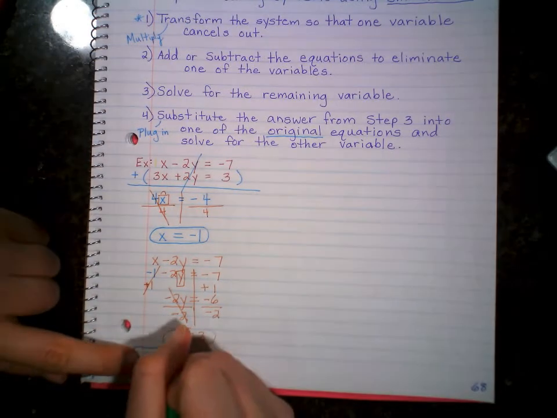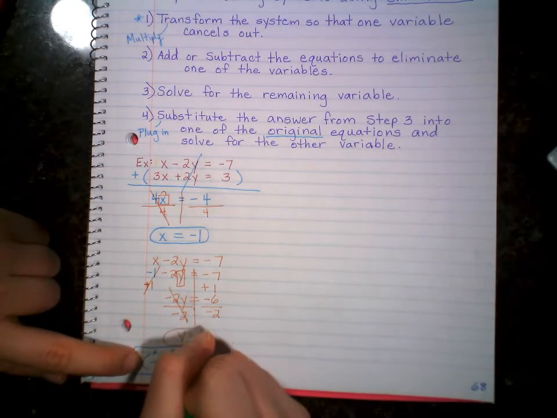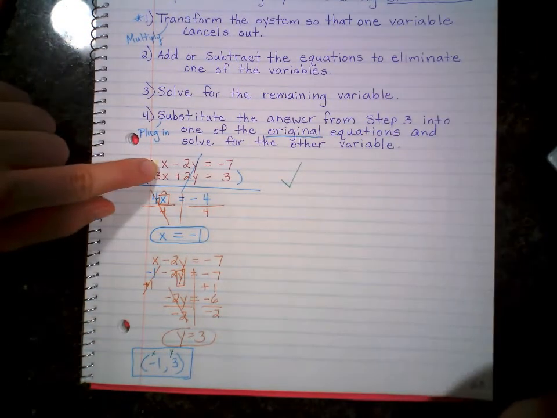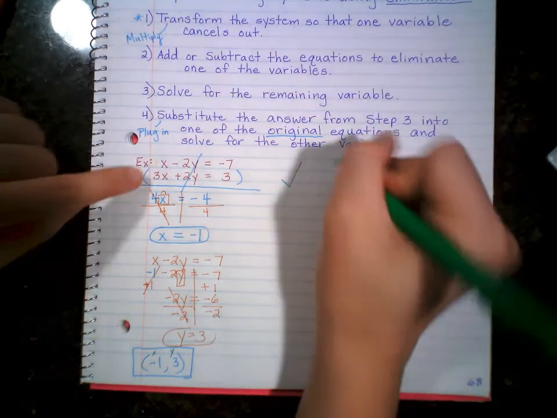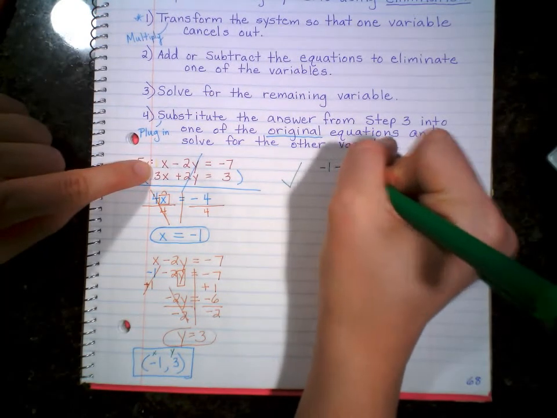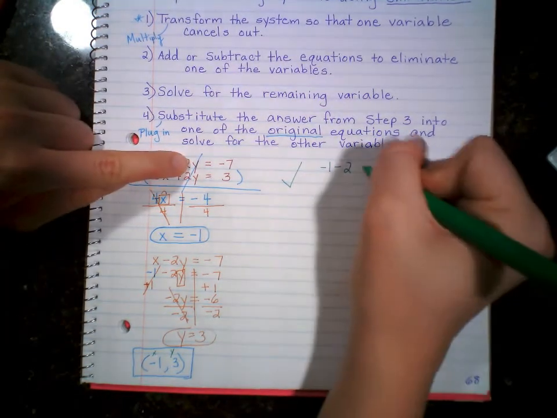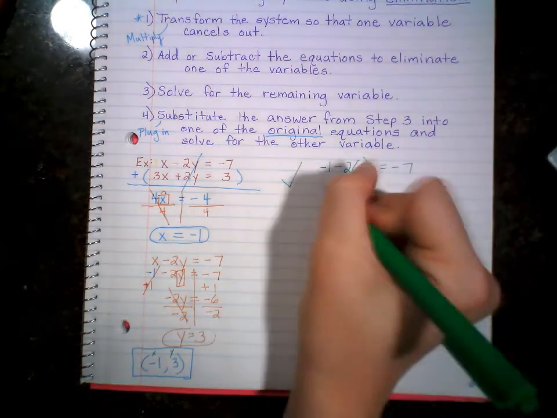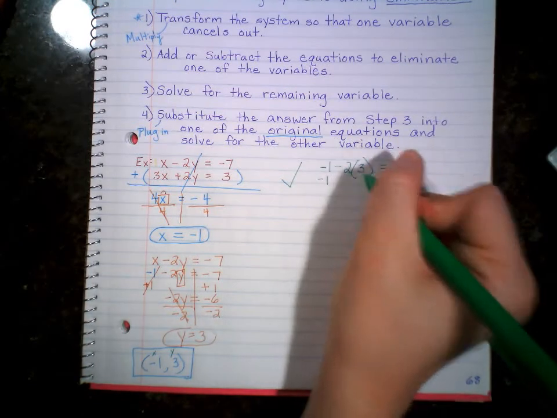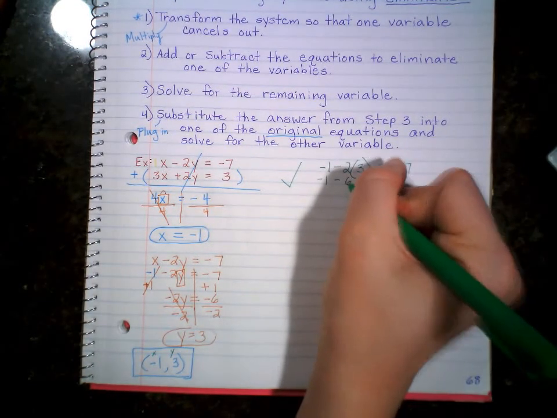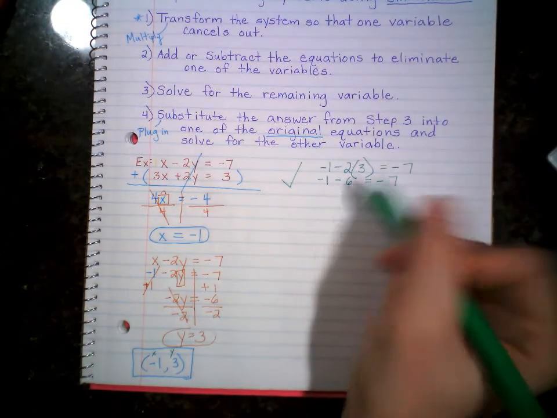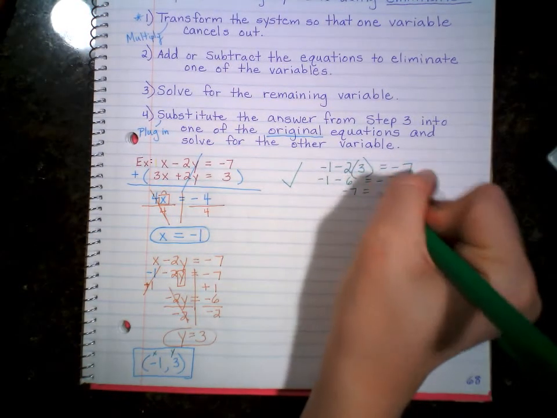So negative 1 is our x, 3 is our y. So I'm going to plug it in. I'm going to check my answer. So plug in negative 1 for x: negative 1 minus 2 times y, so 2 times 3 equals negative 7. Negative 1, negative 2 times positive 3 is negative 6 equals negative 7. Negative 1 minus 6 is negative 7, equals negative 7.